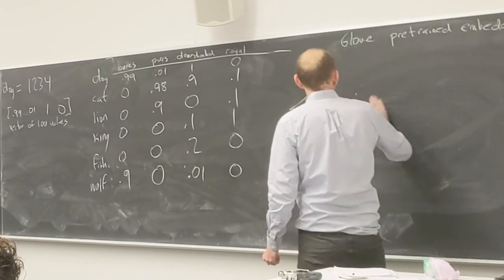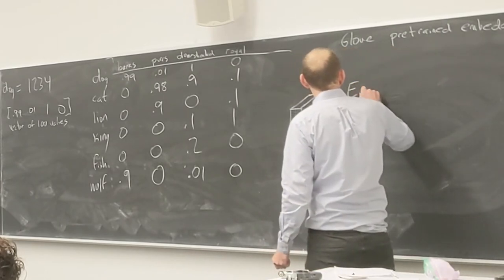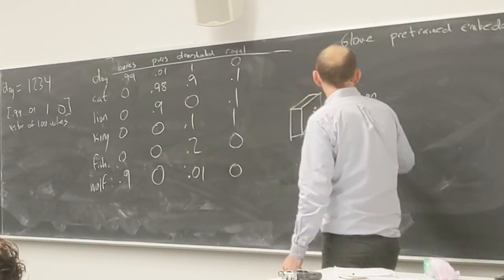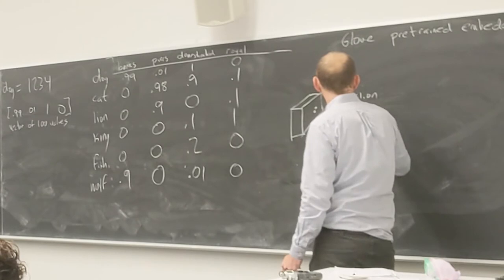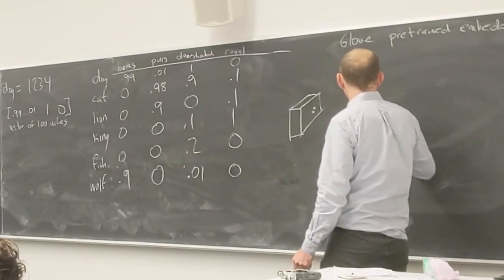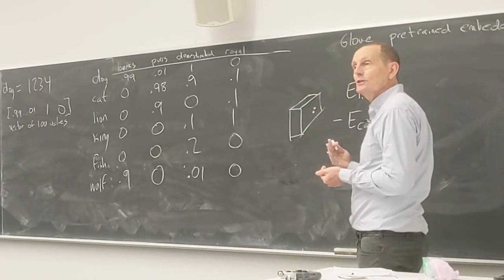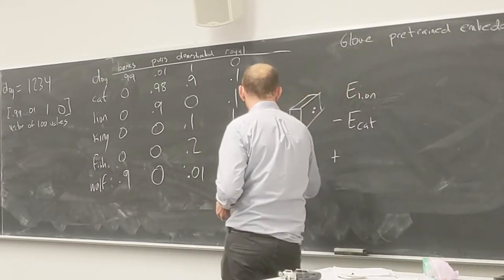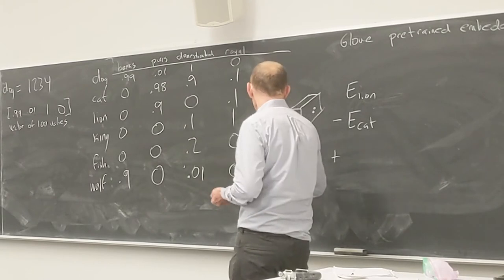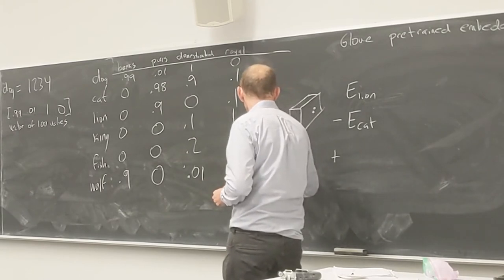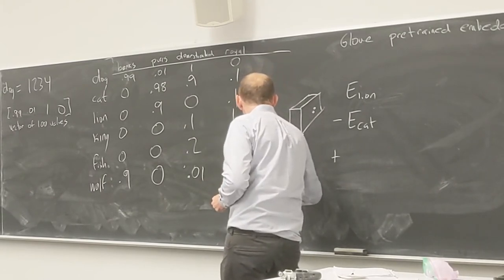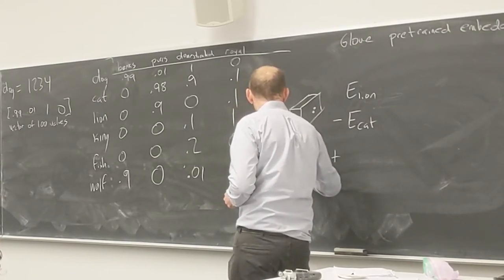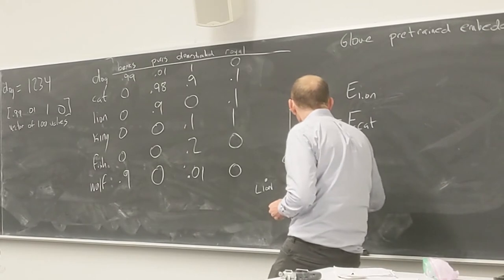So if I take the embedding of lion, okay, which is this vector here, and I subtract from it the embedding of cat, right? So this is just a vector subtraction. And then I add, so let's say we look in two-dimensional space. Let's say this were somehow projected into two-dimensional space. So we've got lion here and cat, let's say here, and then somewhere over here we have dog.